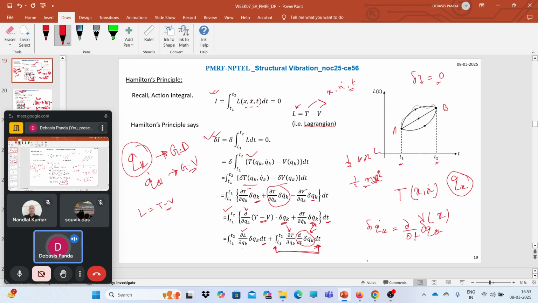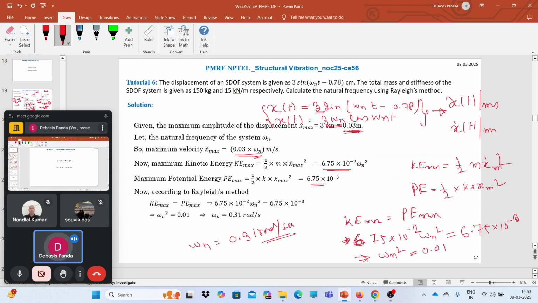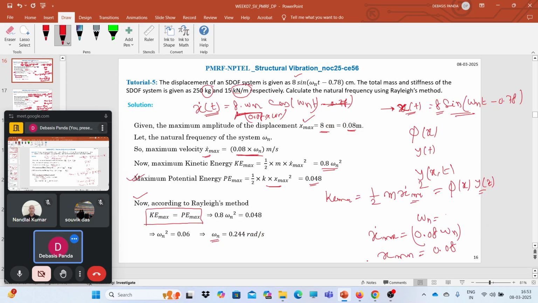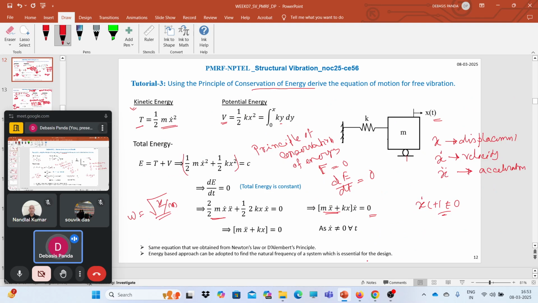We have solved a few examples regarding the Lagrangian equation, and also different examples from the Rayleigh method. Okay then, if you have any questions, you can ask me, or we can conclude the session here. We will meet next day.